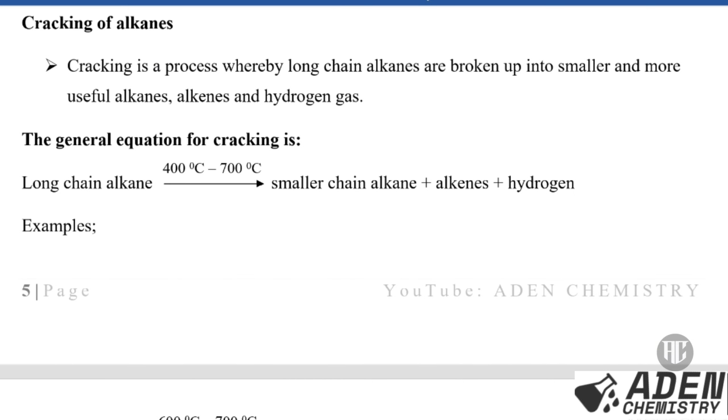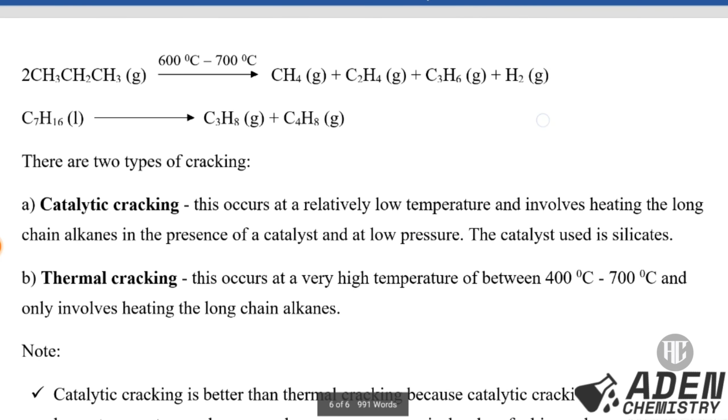So let's see examples of cracking of alkanes. We have here propane, 2 moles of propane. They are heated at a temperature of between 600 degrees Celsius to 700 degrees Celsius to form methane gas, which is a shorter chain alkane. We also get ethene, which is an alkene, and propene, which is also an alkene, and also hydrogen gas. So during cracking of this propane, we get a short alkane, which is methane, and also 2 alkenes and hydrogen gas.